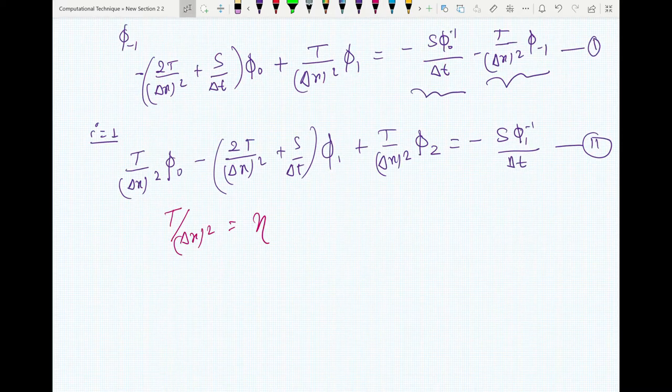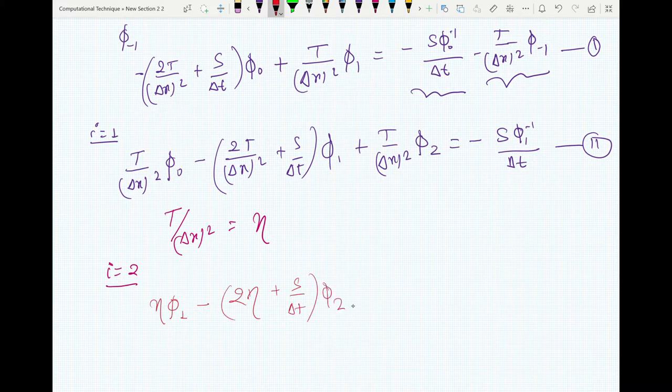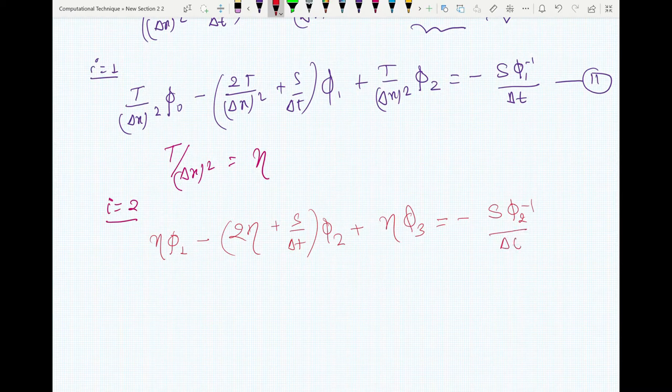So when you do this and plug in i equals 2, what you'll get is T by delta x squared, which will be eta now, phi 1 minus 2 eta plus S by delta t, phi 2 plus eta phi 3 equals minus S phi 2 minus 1 divided by delta t.